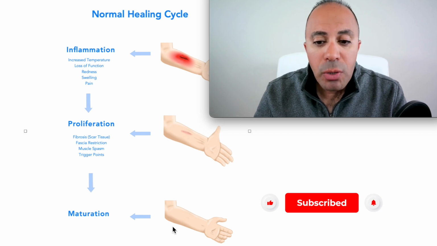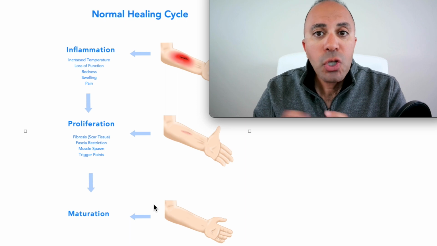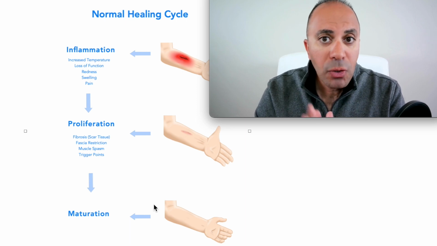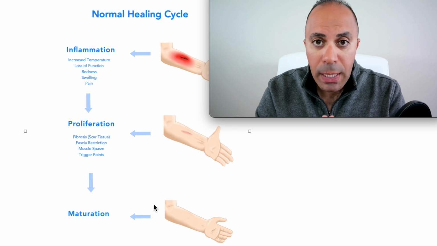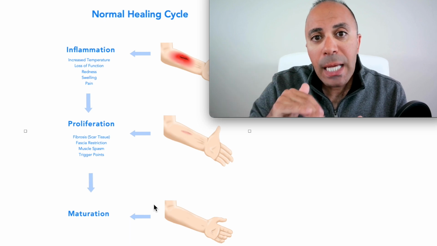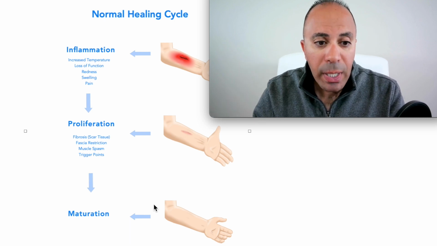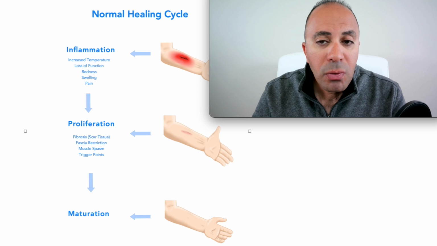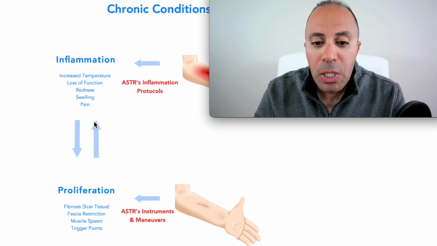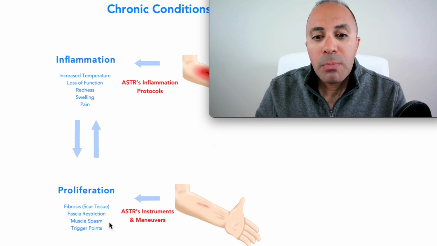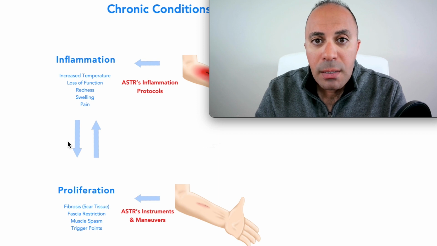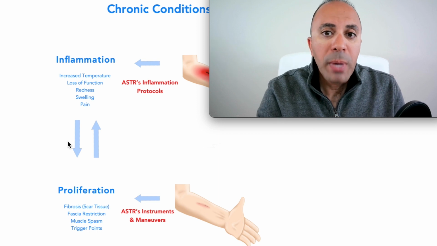In the perfect scenario, during the maturation stage, your body should get rid of the scar tissue, the inflammation, and everything clears up. That could take days, weeks, months, or years. As we get older, the healing cycle slows down significantly. So if you have chronic ankle pain, you're probably going back and forth between inflammation and proliferation, which means constant swelling internally and constant scarring that causes more pain.